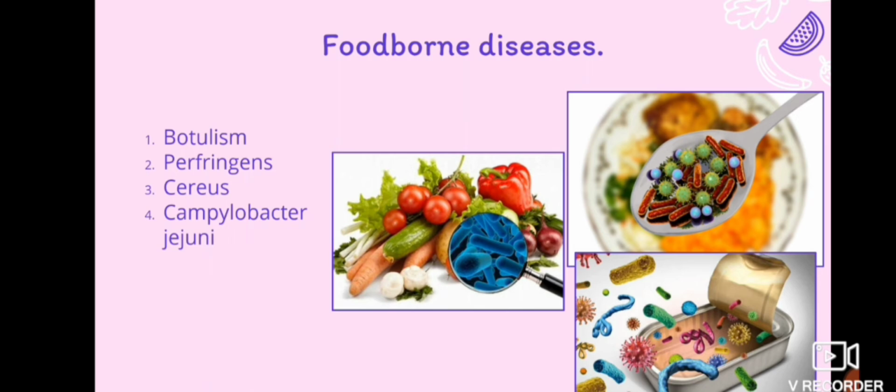Number four, the main food sources associated with foodborne infections are the following: poorly handled or undercooked poultry products, raw milk, cheese made from unpasteurized milk, and contaminated water.